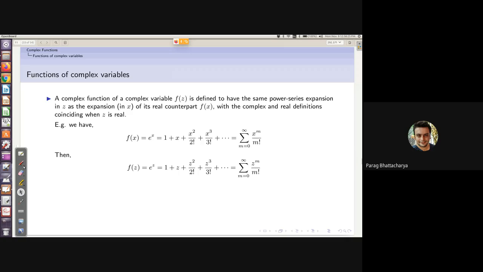For instance, you know about the exponential function, e to the power x, and it has an expansion like this: e to the power x is equal to 1 plus x plus x squared by 2 factorial plus x cubed by 3 factorial, and so on. We can write this as a summation. So what will be the complex counterpart? For f of z, x will get replaced with z everywhere. So we had 1 plus x, it will become 1 plus z, plus z squared by 2 factorial plus z cubed by 3 factorial, and so on. And it can be written as a summation like this.